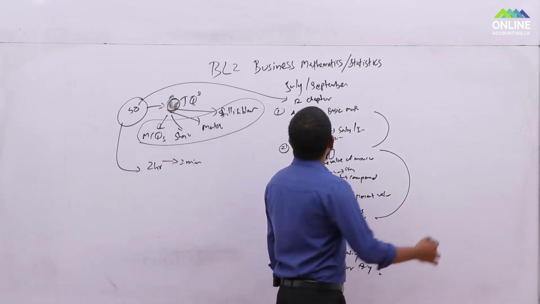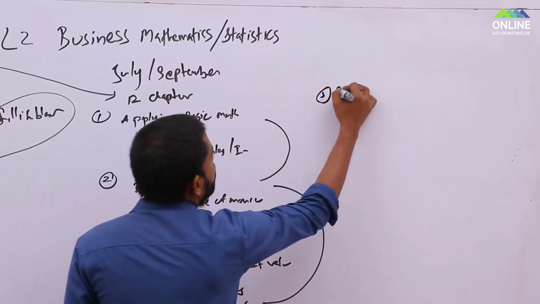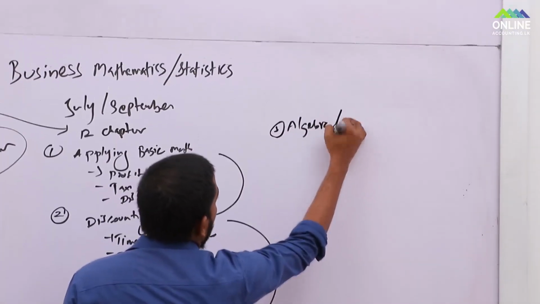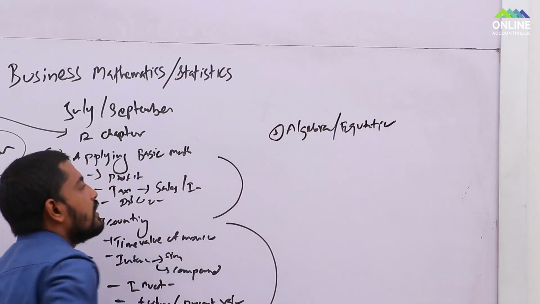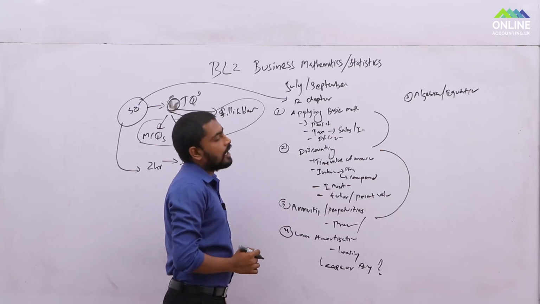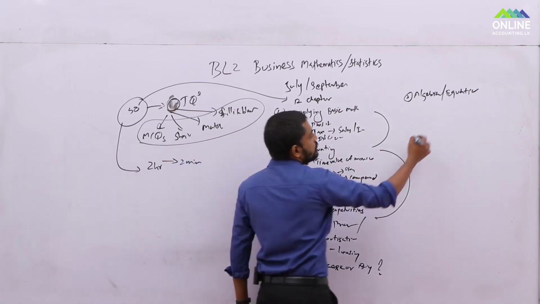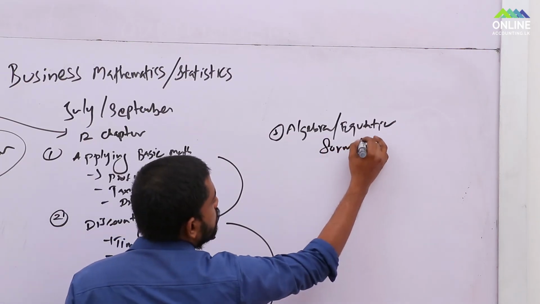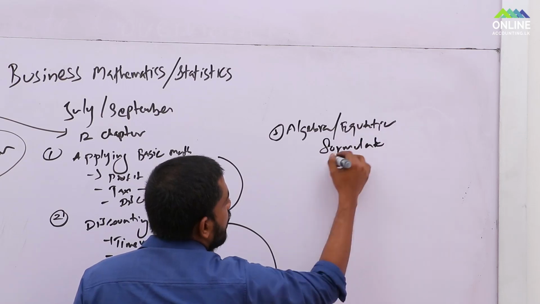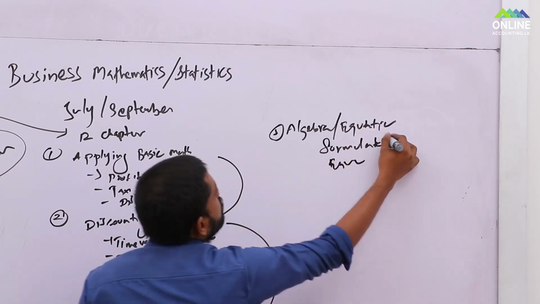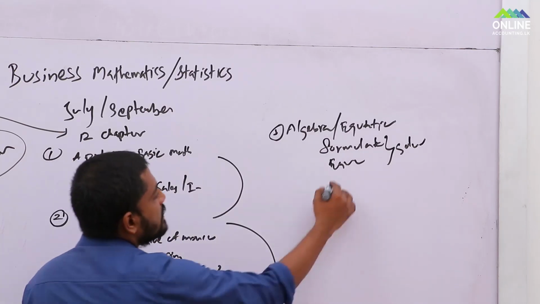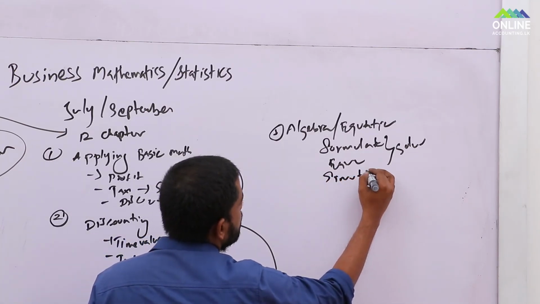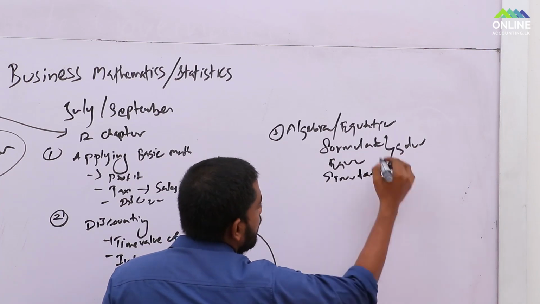Next one, the fifth one, algebra and equations. So under this lesson, you will learn how to make formulas and equations and how to solve them. And also the simultaneous equations.